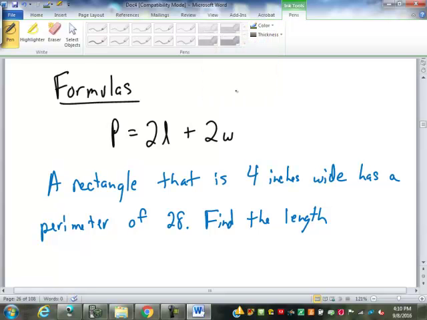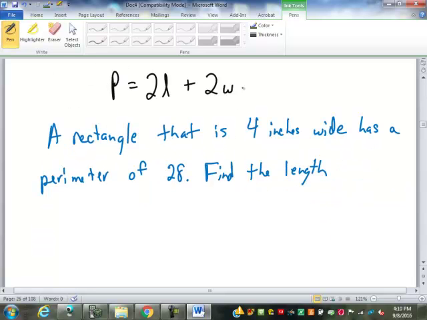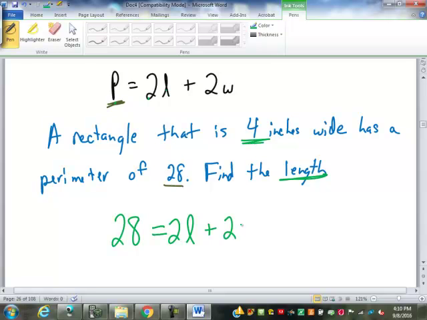Now in this case, we have a set formula that governs these problems. So we're just going to take that formula and plug in values. Do we know P? Yeah, P is the perimeter. That's 28. So I'm going to put 28 in for P. Equals 2 times L. Do we know L? No, the length is L. That's what we're looking for. Plus 2 times W. Do we know W? Yeah, the width is 4 inches. So 2 times W becomes 2 times 4.